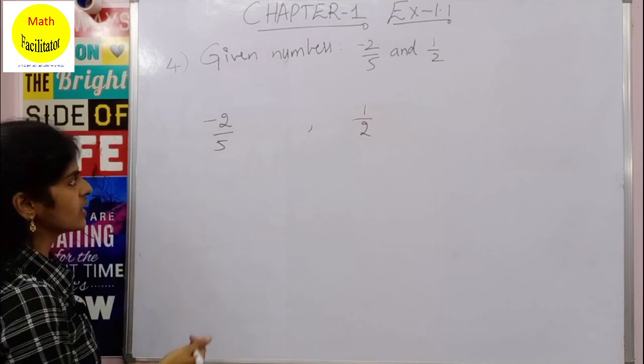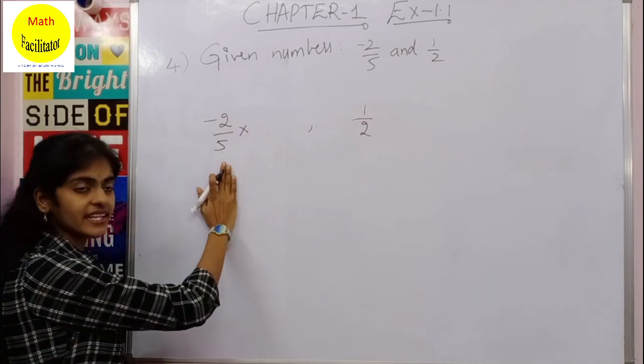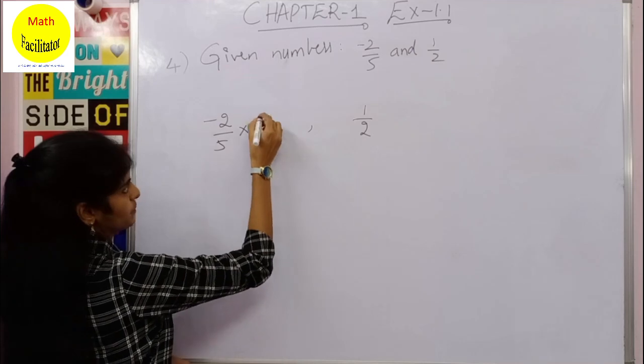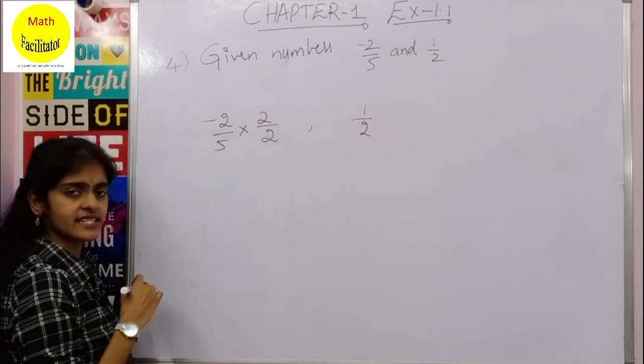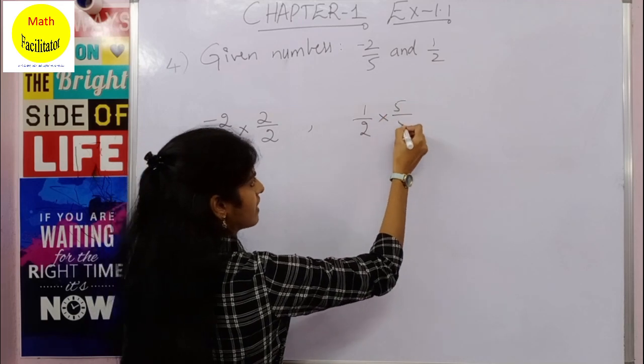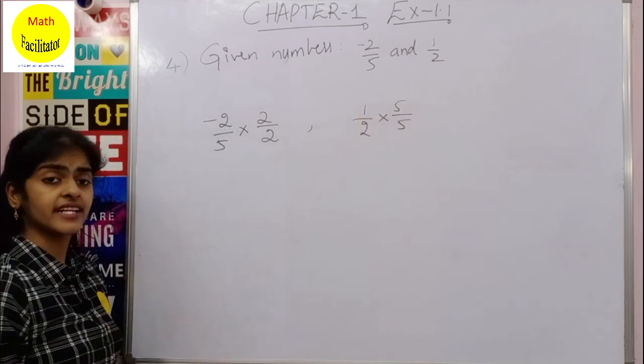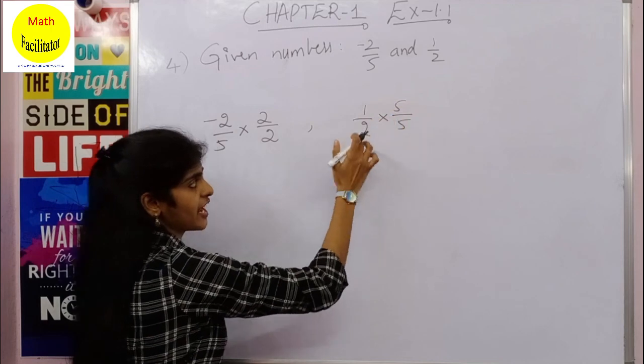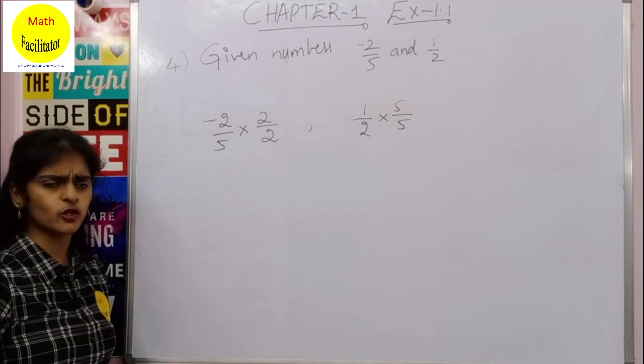Right, so let us multiply and divide this rational number with 2. Okay, so let us see what happens. And let us multiply and divide this rational number by 5. Now, multiplying and dividing by the same number will not change the value of this fraction. You know it, right?